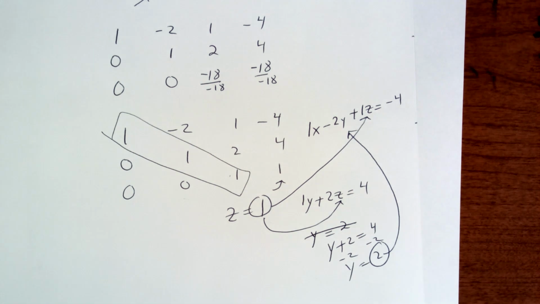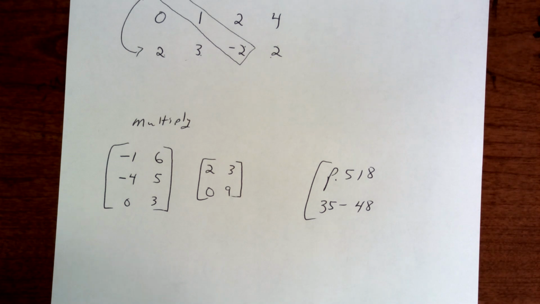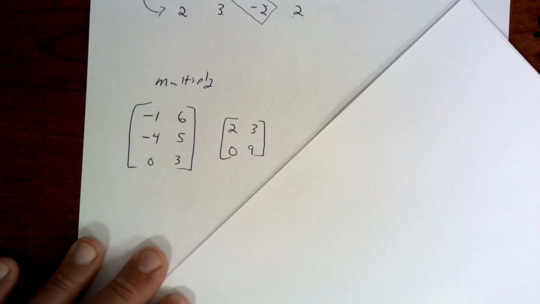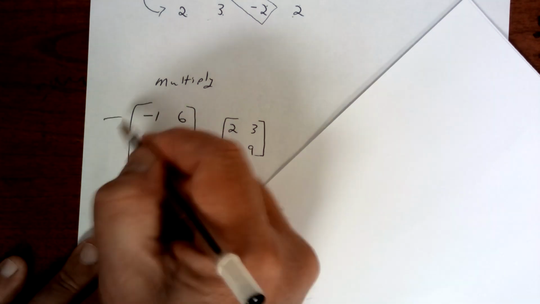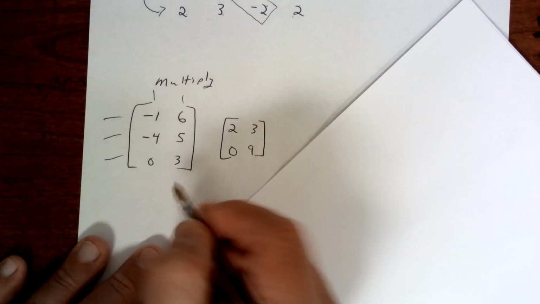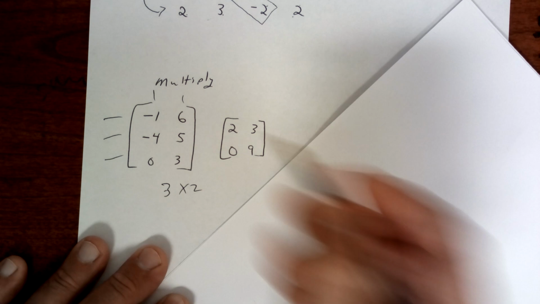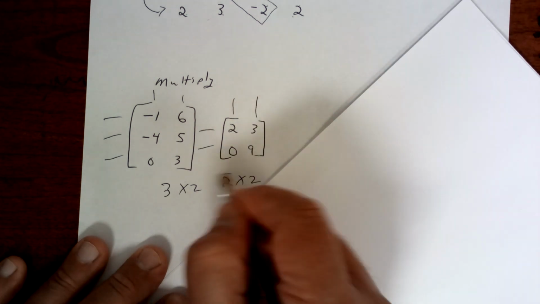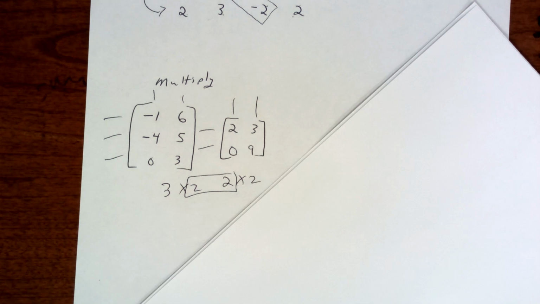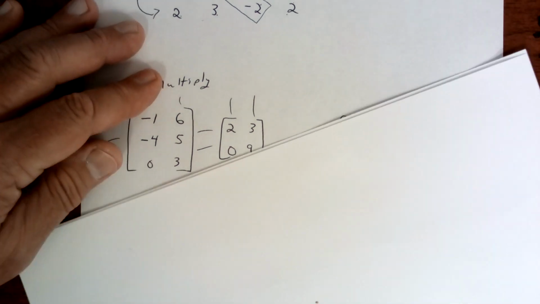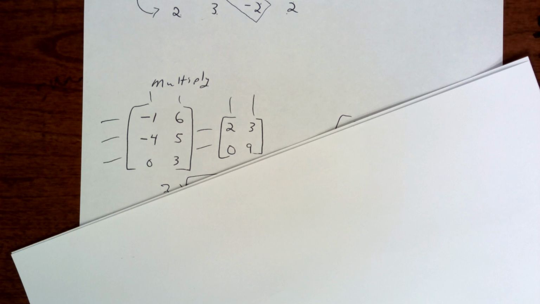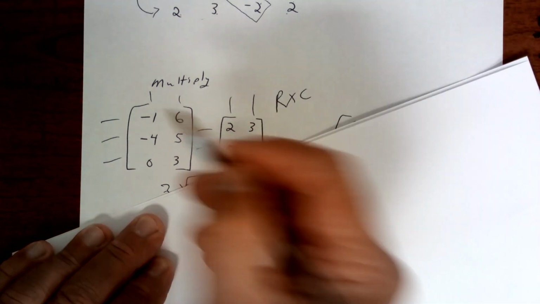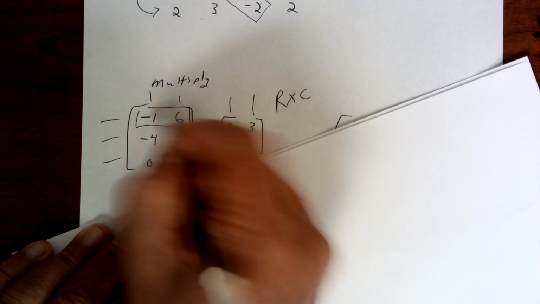Okay, today we're going to talk about multiplying here. Now I want you to write the dimensions. This one is 3 by 2. This one is 2 by 2. So since the inside number is the same, you can multiply them. Now some of you seem to have some trouble with that. Remember, it's row times column. So I'm going to take this row times this column.